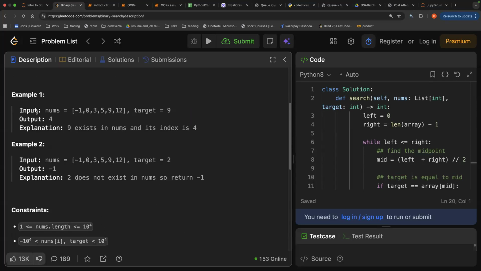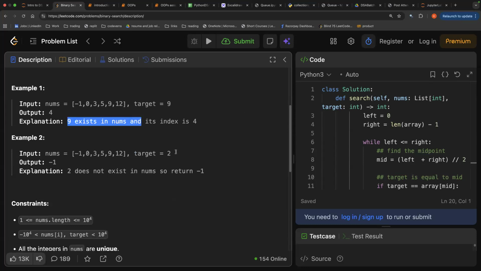So you can see here there are some examples given. Nums is equal to -1, 0, 3, 5, 9, 12. Target is equal to 9. Output 4. 9 is existing and therefore the index is 4. So it is returning. And here target is 2. 2 is not there in the list. So output is -1.